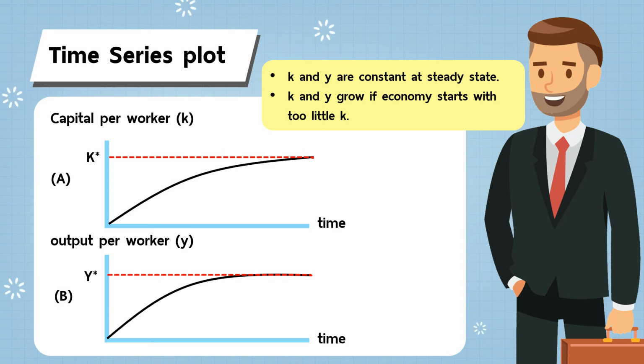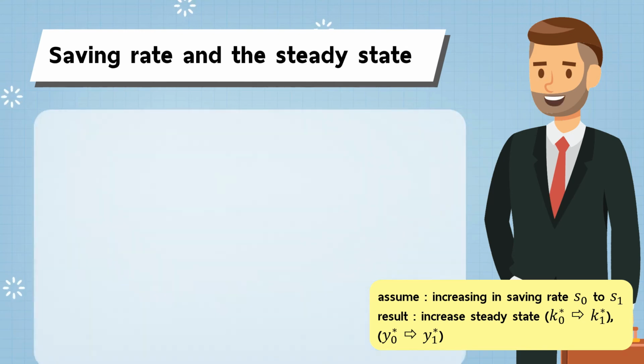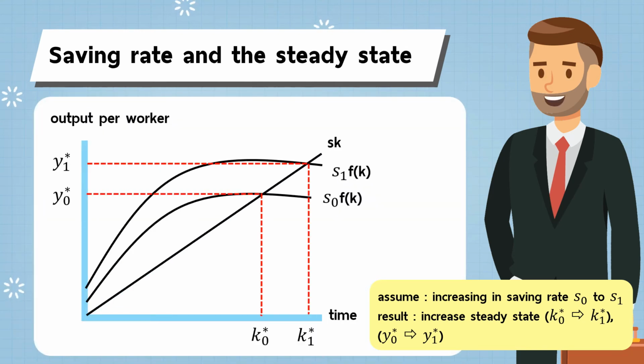Let's move to the next topic. If we assume that we increase saving rate from S0 to S1, it will shift the investment curve upward, which changes K star 0 to K star 1 and Y star 0 to Y star 1. In conclusion, an increase in saving rate leads to an increase in steady state.